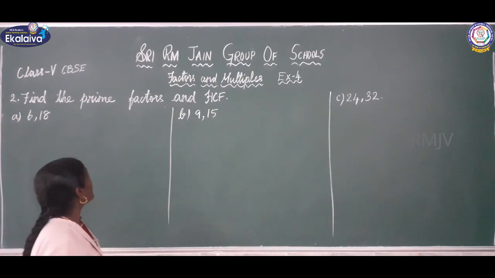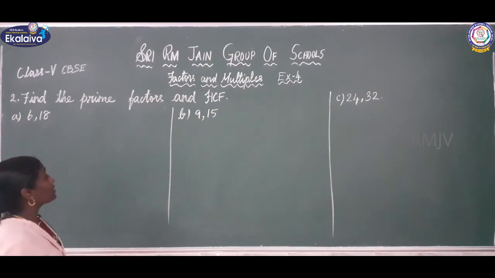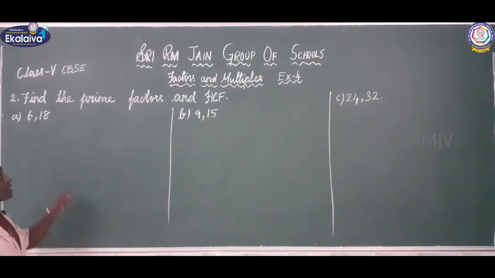The second question, find the prime factors and HCF. We are going to find the prime factors of the given numbers and then we are going to find the HCF. So first we are going to find the prime factors of 6 by L division. Here, which is the smallest prime factor for 6? 6 is an even number, so 2 is the smallest prime factor.